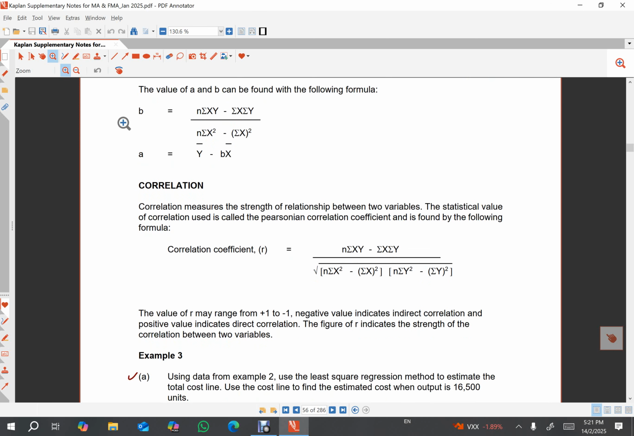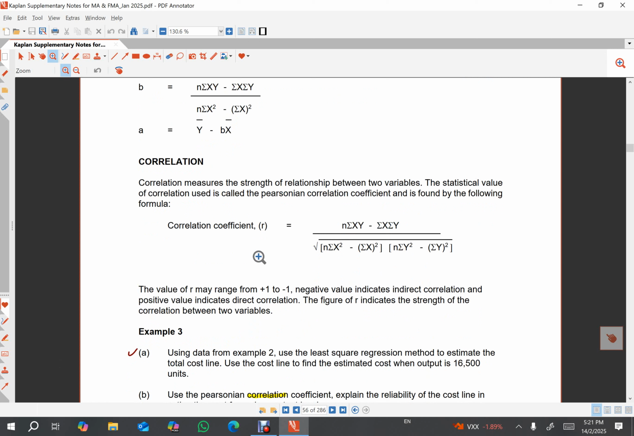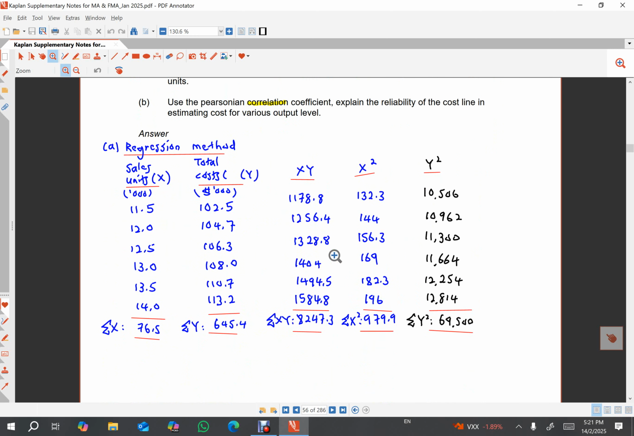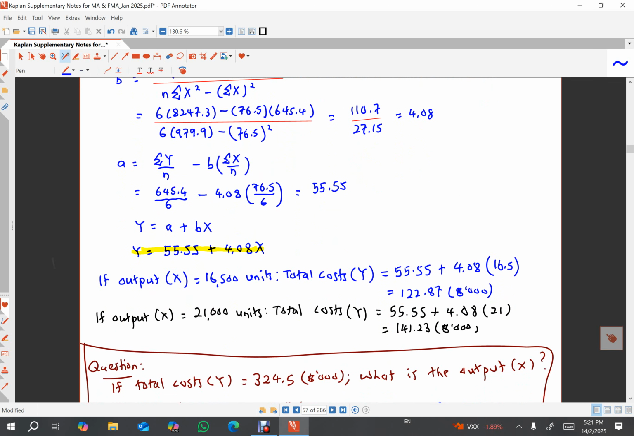To check whether our regression line is reliable, we work out another measurement called the correlation coefficient, this R here. We have gone through an example. Remember, X is the independent variable, the sales unit. Y is the dependent variable, the total cost. Then we can work out the equation.